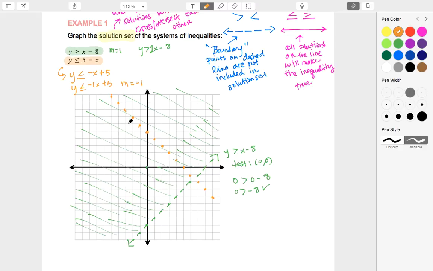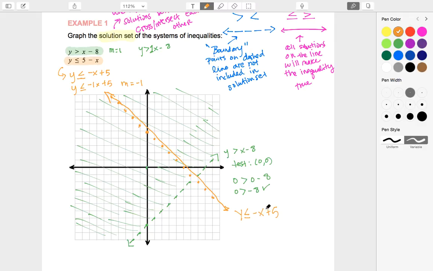Okay, so this inequality's boundary, since it's less than or equal to, means I'm going to include all the solutions that it touches. So I'm going to do my very best to draw a solid line. Oh, and I'm failing, but that's okay. You have your paper and you should make it work. Okay, so this represents y is less than or equal to negative x plus 5.